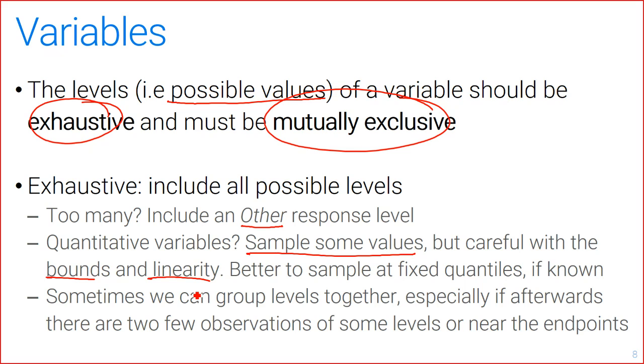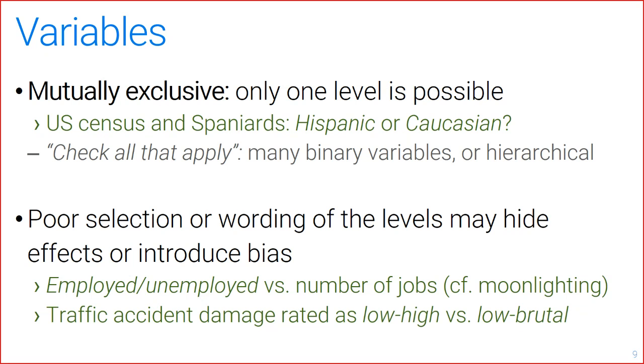So this is what we mean by being exhaustive. You should account for all the possible values that the variable could have, and all those possible values, all those levels, should be able to appear in your data. And then by mutually exclusive, we mean that only one level is possible. Only one answer, only one level, only one value is possible.